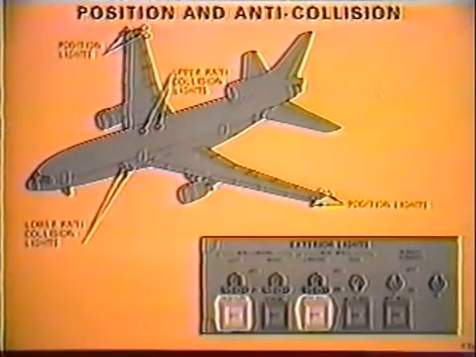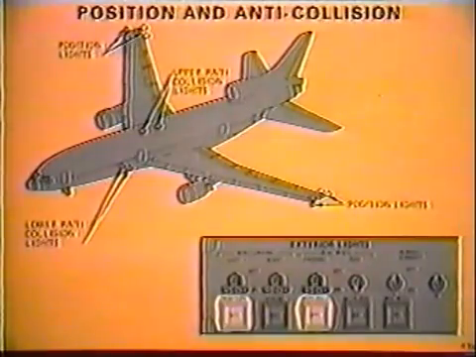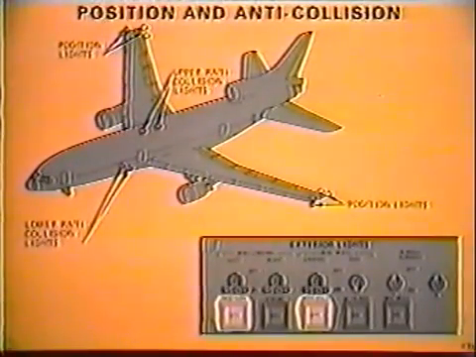There are 8 position lights installed on the wingtips, 4 on each side. The aft position lights are white. The 2 left position lights are red, and the 2 right position lights are green.